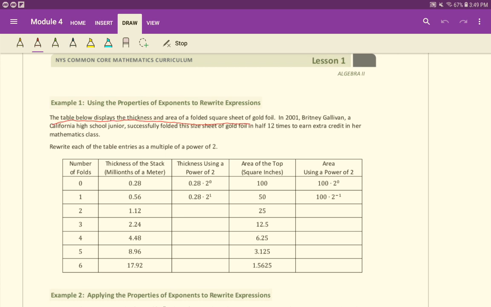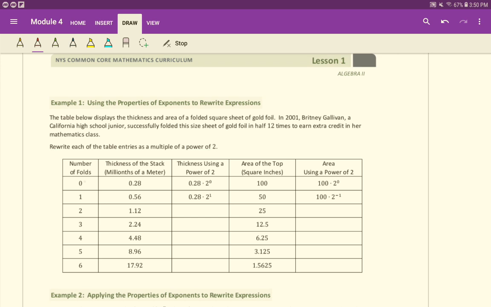of a folded square sheet of gold foil. In 2001, Brittany Gallivan, a California high school junior, successfully folded this size sheet of gold foil in half 12 times to earn extra credit in her mathematics class. Rewrite each of the table entries as a multiple of the power of 2.